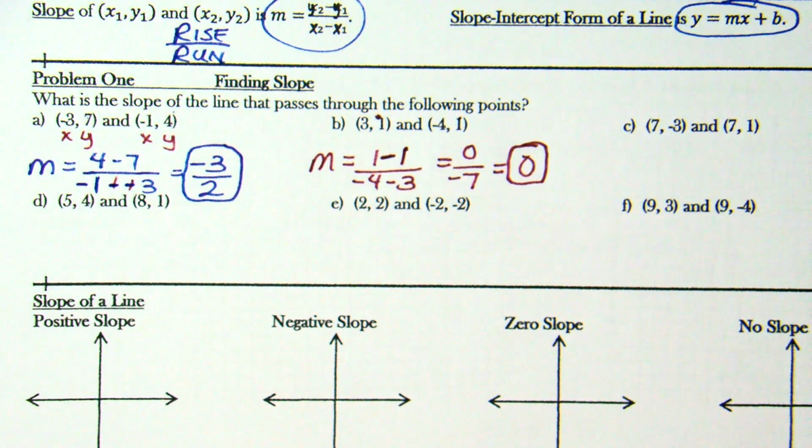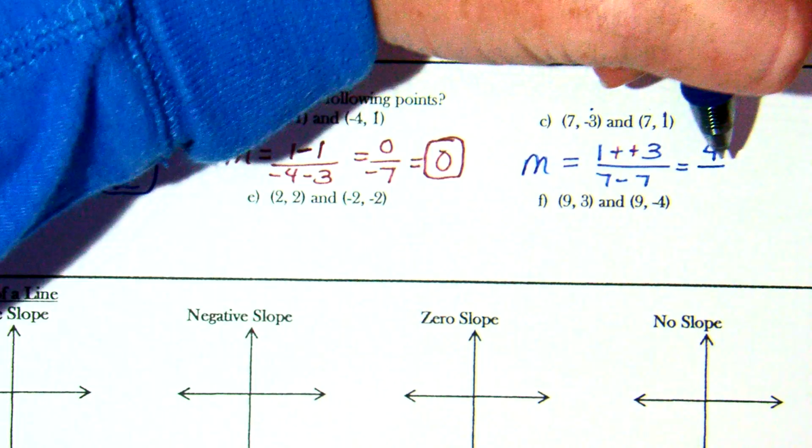7, -3, and 7, 1. What would we like to use on top? I heard 1 something. 1 minus -3. Y minus Y. What goes on bottom then? 7 minus 7. 1 minus -3. Keep, change, opposite if you will, and that becomes 1 plus 3, which is 4. 7 minus 7? 0.